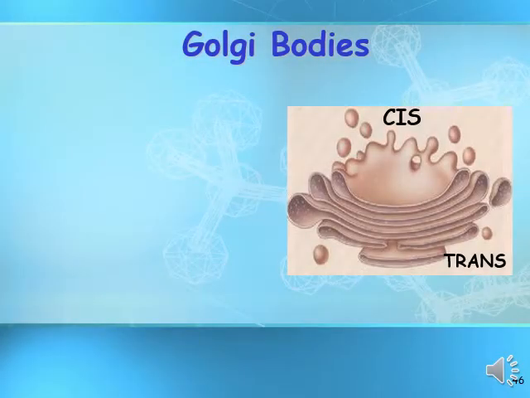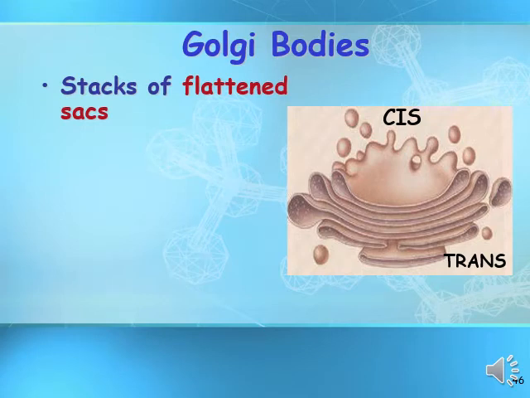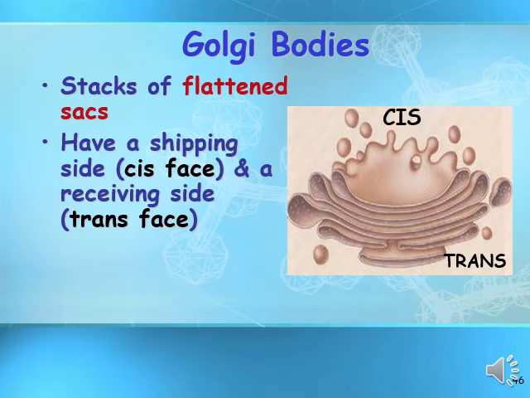Golgi bodies, this is the Golgi apparatus. These are sacs having a shipping side, the trans face, and a receiving side, the cis face. This is the receiving side, and this is the shipping side, inside the base of the Golgi apparatus.